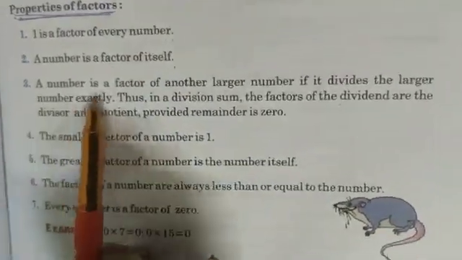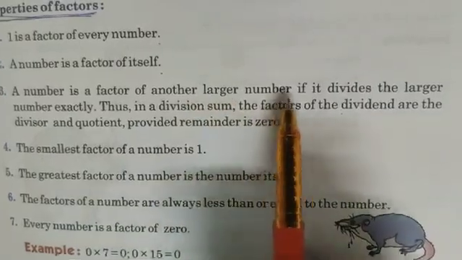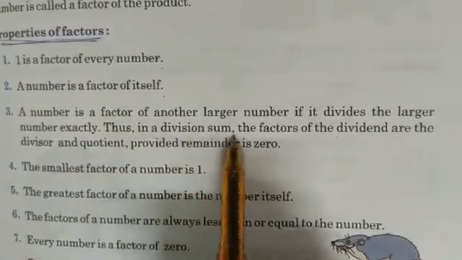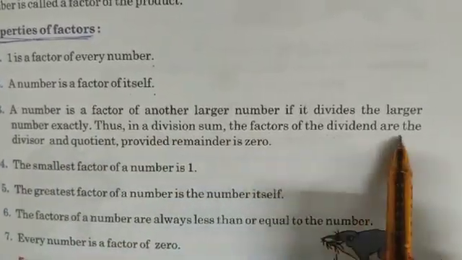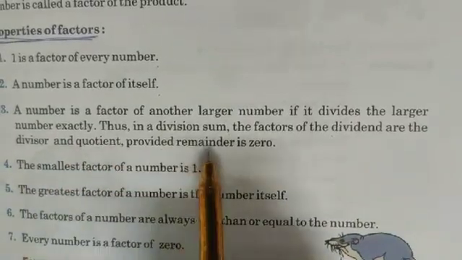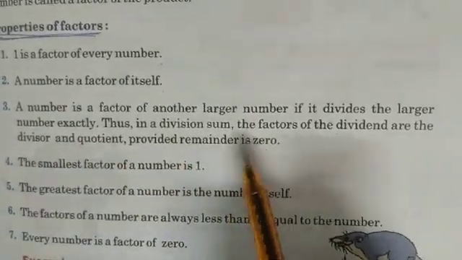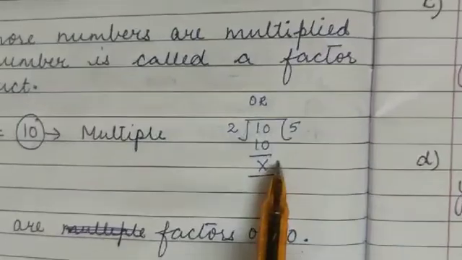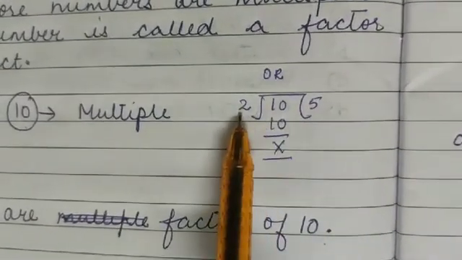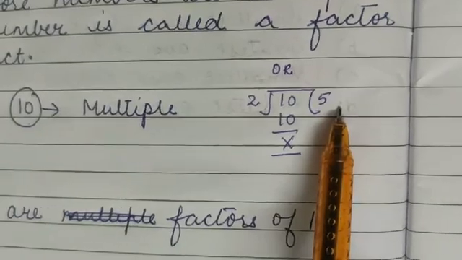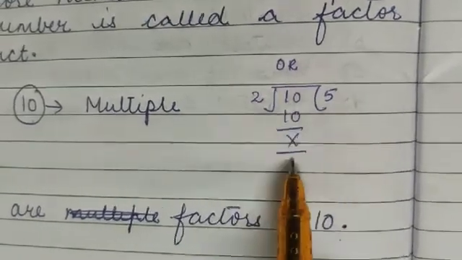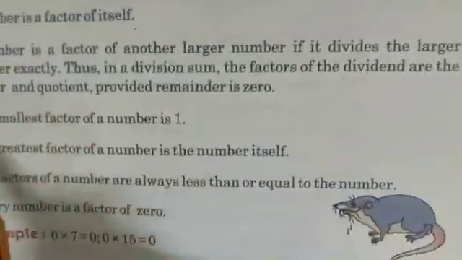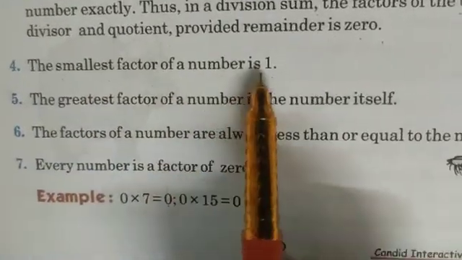Next is, a number is a factor of another larger number if it divides the larger number exactly. Then in the division sum, the factors of the dividend are the divisor and quotient, provided the remainder is 0, meaning no remainder left. The same thing I have explained here. When you divide, okay, the divisor and quotient are the factors of the dividend, and there should not be any remainder. Clear?